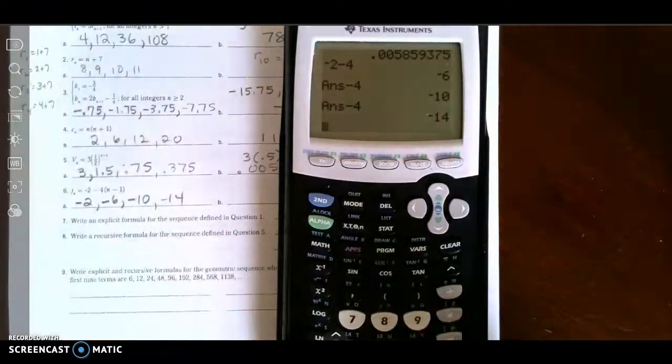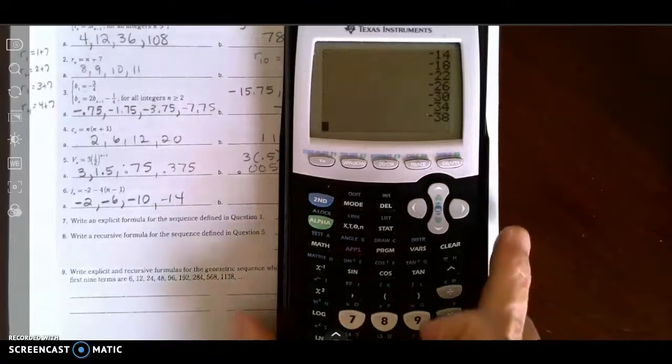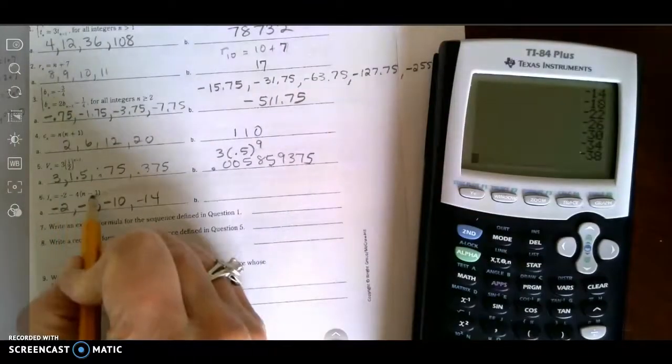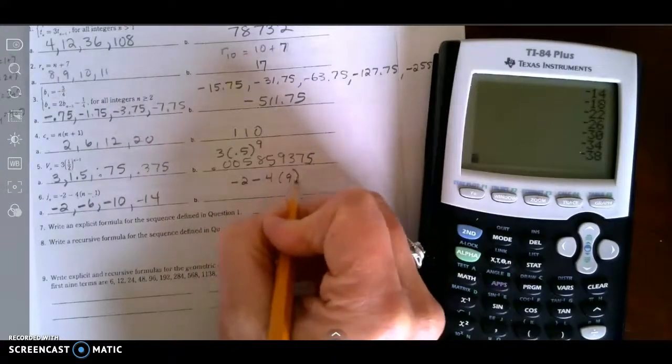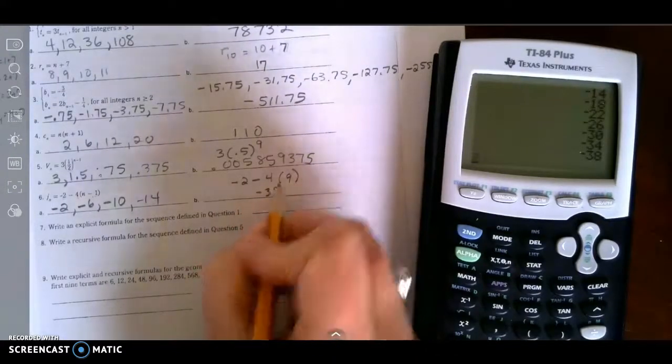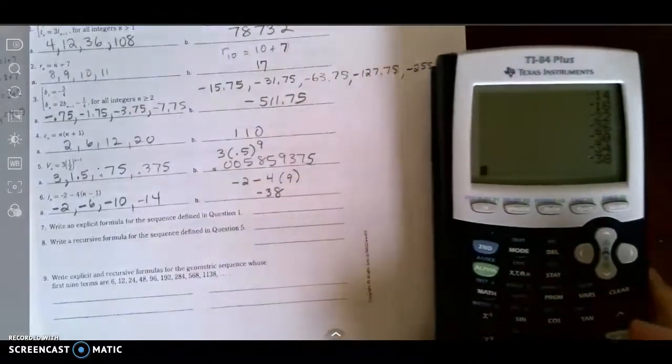And I could keep going till I got to the 10th term. That's 4, 5, 6, 7, 8, 9, 10. Or I can just find the 10th term directly, -2 minus 4 times 9, and I get -38 either way.